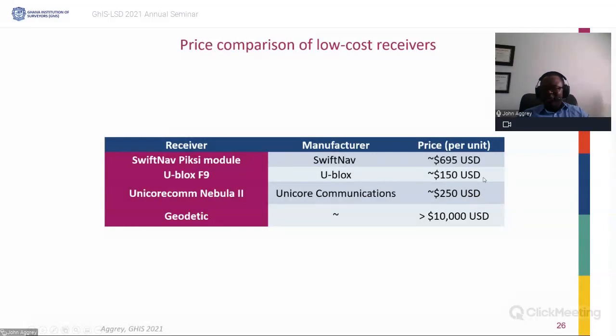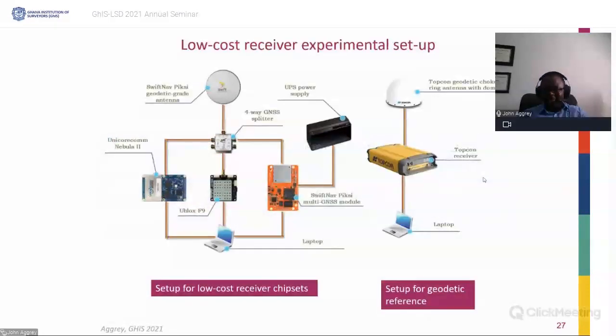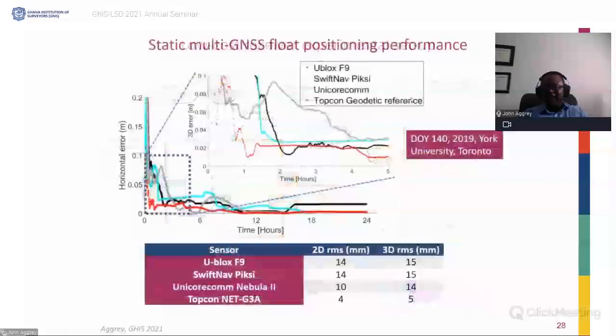So let me show you the result of this. And again, remember, I am comparing all of this to a geodetic grade receiver. So this is my setup over here. I connected everything, a three-way system, to one particular geodetic antenna, and then connected it all to my laptop. And as a reference, I still used the Topcon receiver, which costs about $15,000, and connected it to a Topcon antenna as a reference. And these are the results.